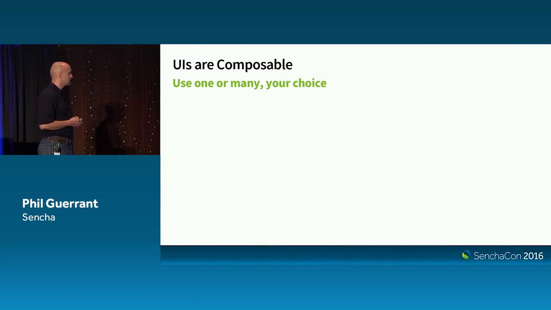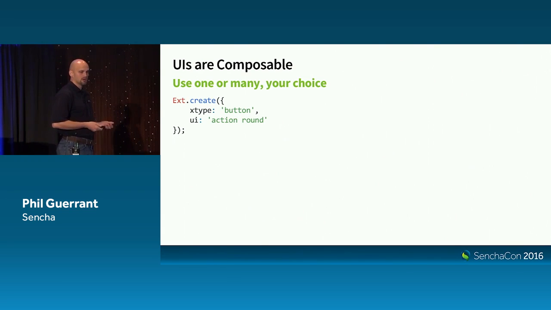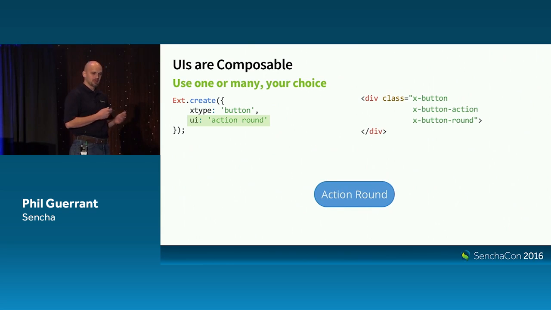You can use one or many UIs. It's really up to you. The way we use multiple ones is we just add them in a space-separated string. So in this case, we could say action round is our UI. And that gives us a button with both action and round UI classes on it.